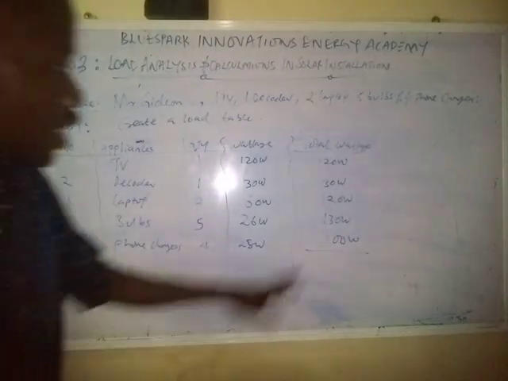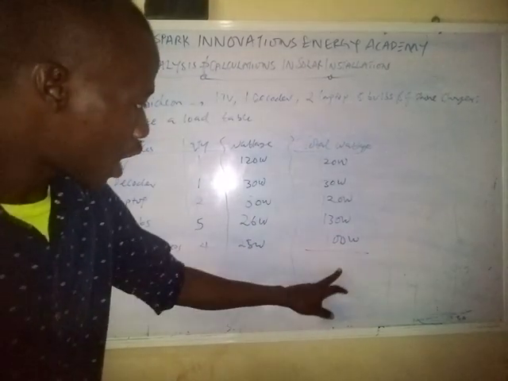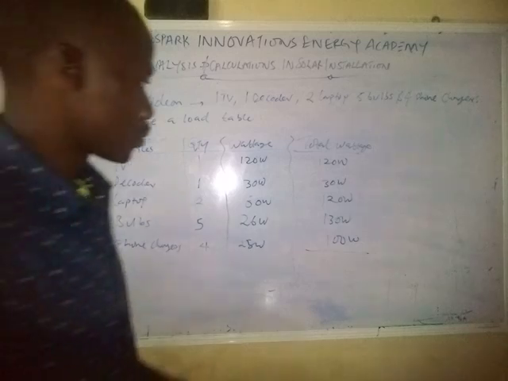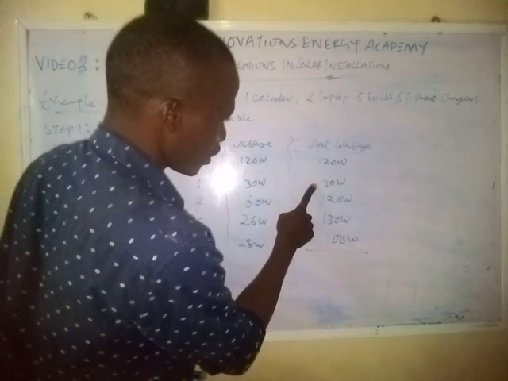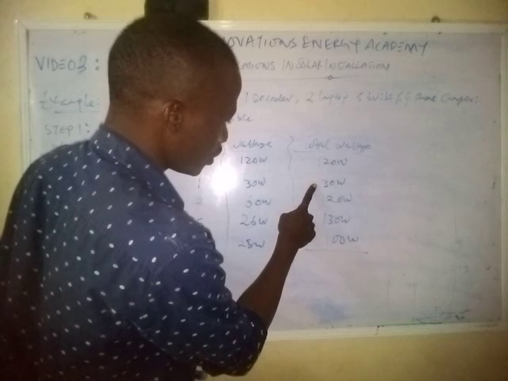So now let's add everything up to have our total wattage. So 120 plus 30, that's 150.